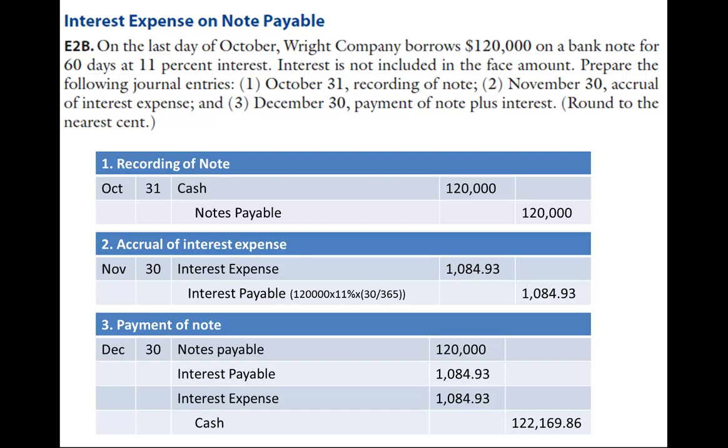So the interest payable represents the amount we recorded as the accrual, and the interest expense account in this transaction represents the amount of interest that is actually expensed in December. So the total amount to be paid back is the amount that we borrowed plus the interest for both accounting periods.